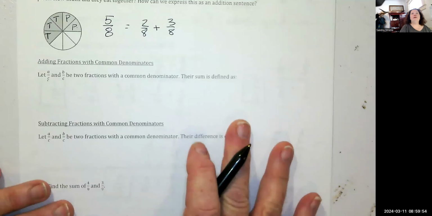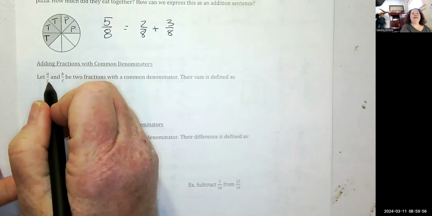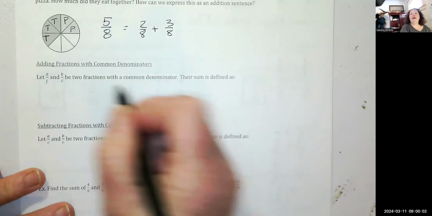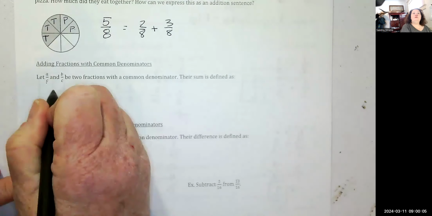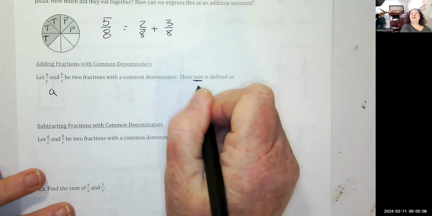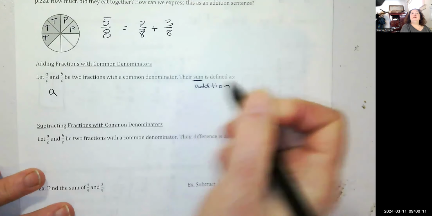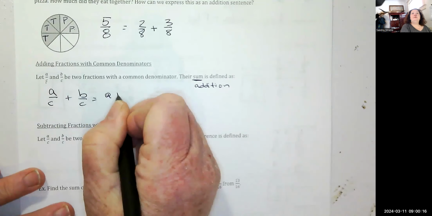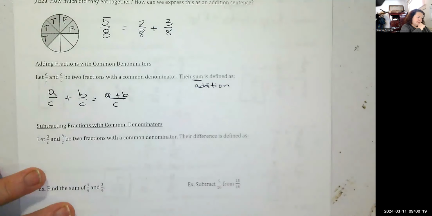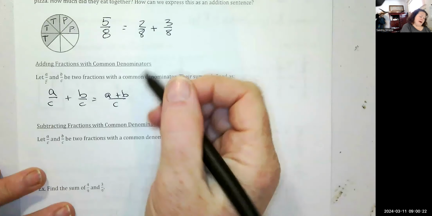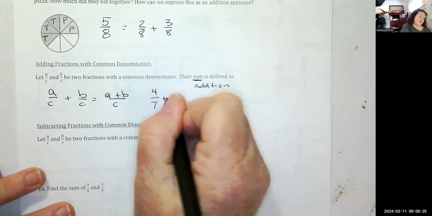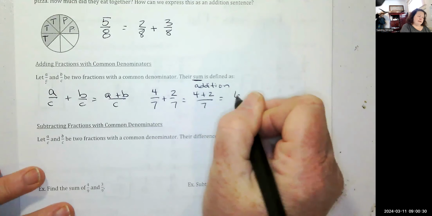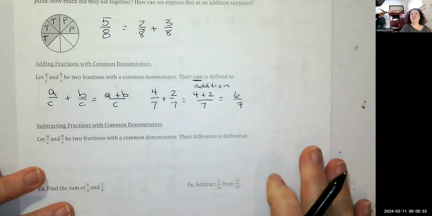Okay, adding fractions with common denominators, which is what we're doing. Let A over C and B over C be 2 fractions and they have the same common denominator of C. Their sum is defined as, well, remember sum, add it to your dictionary, is addition. A over C plus B over C is equal to A plus B over C. An example of that would be 4/7 plus 2/7 is 4 plus 2 over 7, which is 6/7. There's an example.